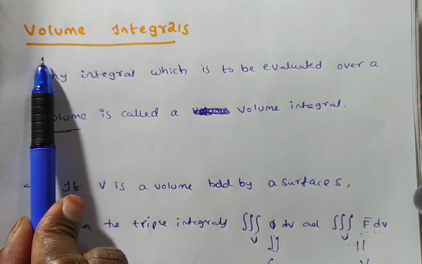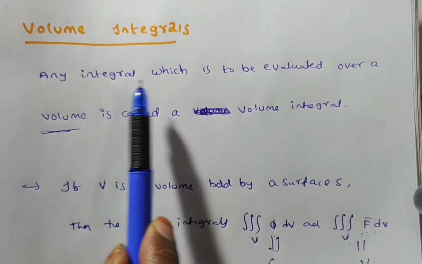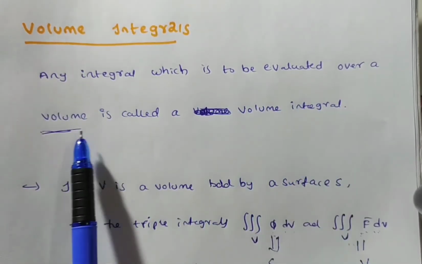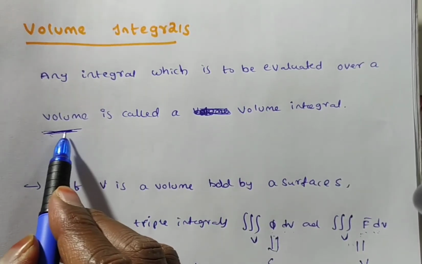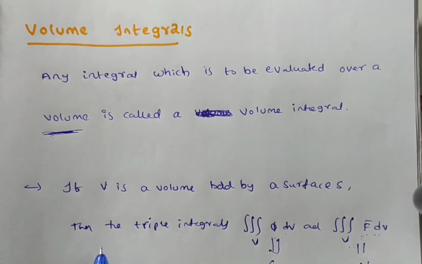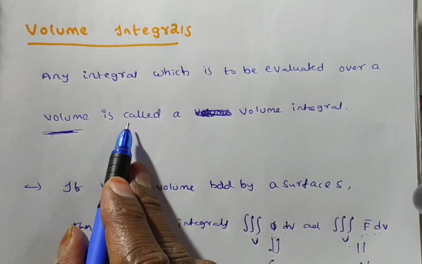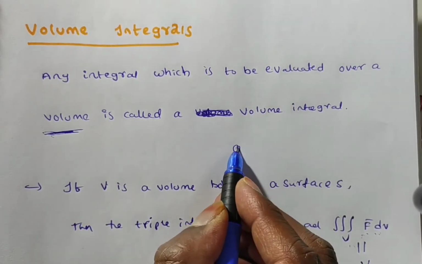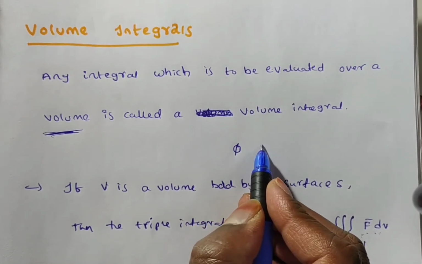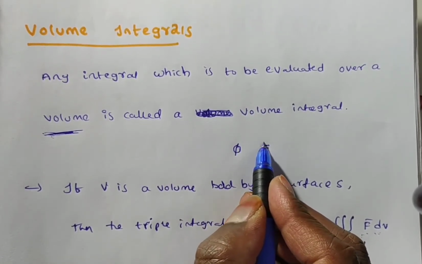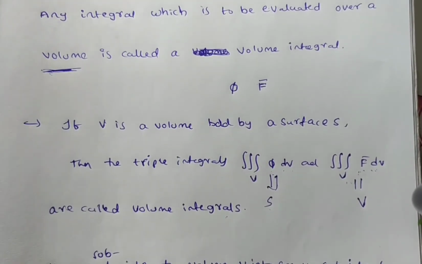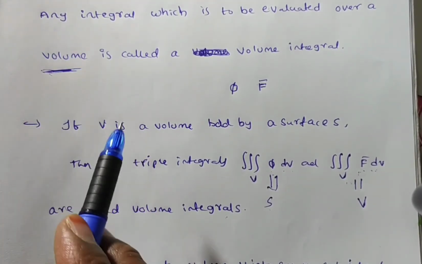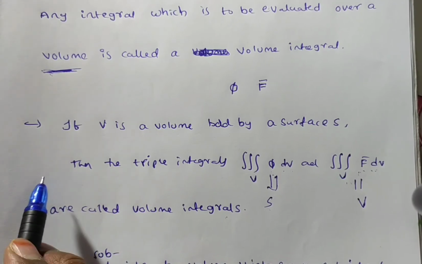Anyway, the volume integral definition: any integral which is to be evaluated over a volume is called a volume integral. We are integrating over a volume, that is called a volume integral. Here, friends, you can integrate for a scalar point function, and also you can do the volume integral for a vector point function. Volume integral is one type of triple integral only. I am going to discuss it right now.